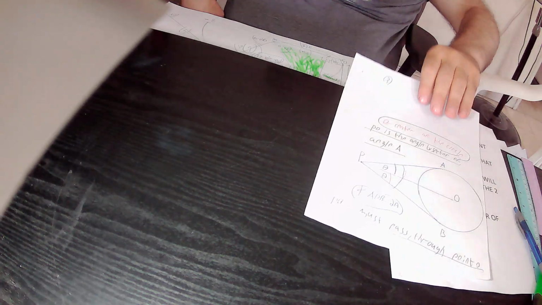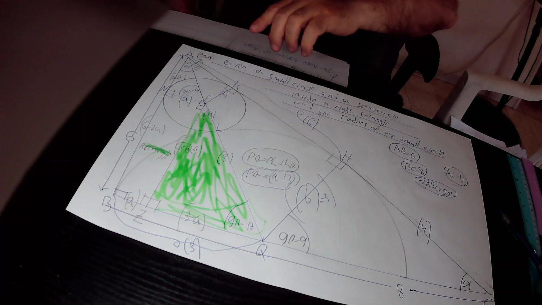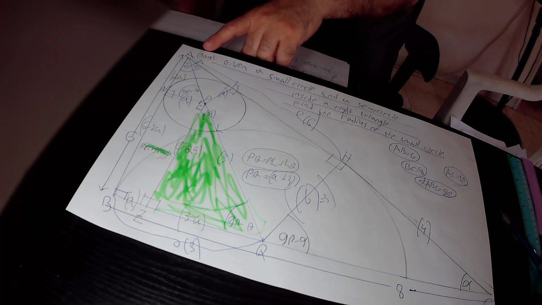So we can actually implement rule 15 in our drawing. Why? Because in our drawing we have this common external point, point A.